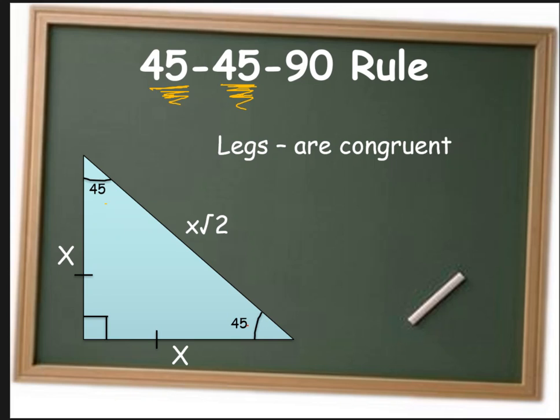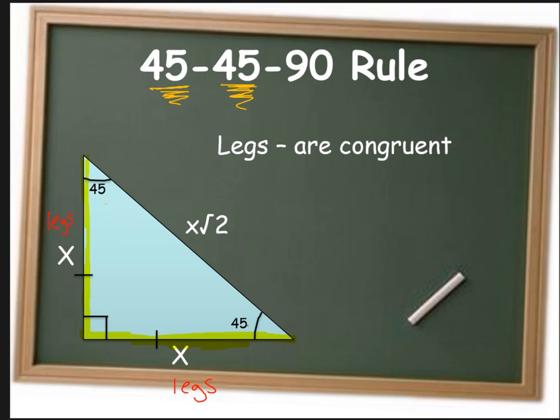So in the 45, 45, 90, the two legs are going to be x. And again, the legs are the sides that touch the right angle. So these will be our two legs here, these two that I'm highlighting in yellow. So these are my two legs. And the legs are always going to be congruent.